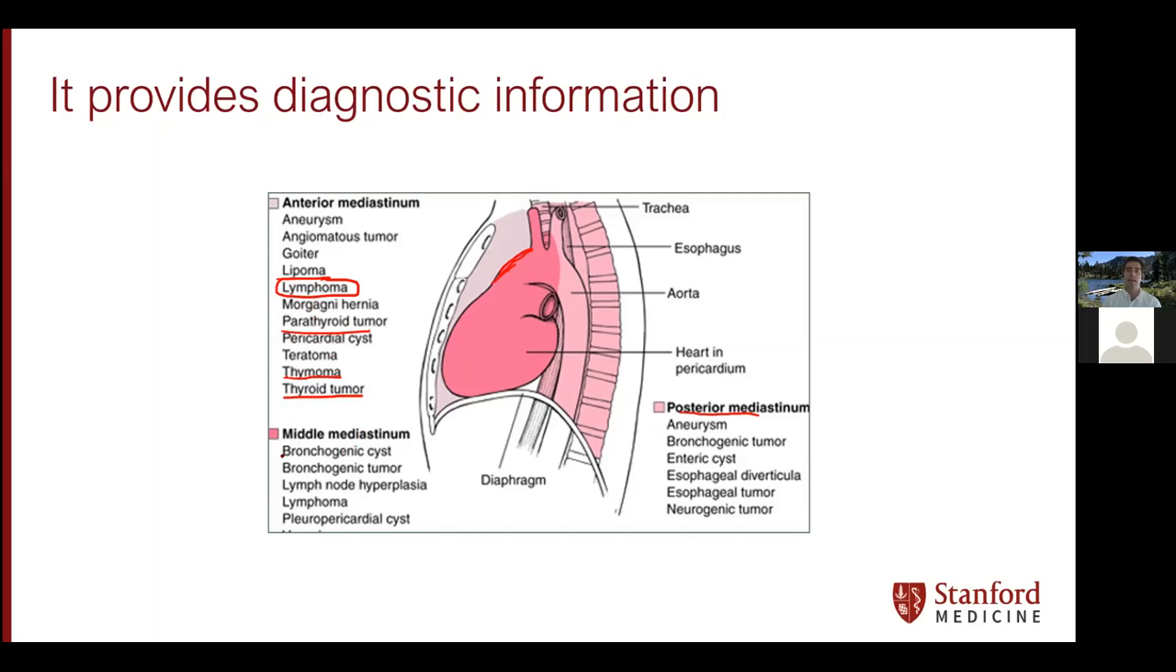In the middle mediastinum, the things that can be affected are the bronchi, so you can get bronchogenic cysts or bronchogenic tumors, as well as your pericardium, which is the heart. And then in the posterior mediastinum, you can get neurogenic tumors because that's where all the nerves come from. And you can also have esophageal tumors because that's where the esophagus travels down.